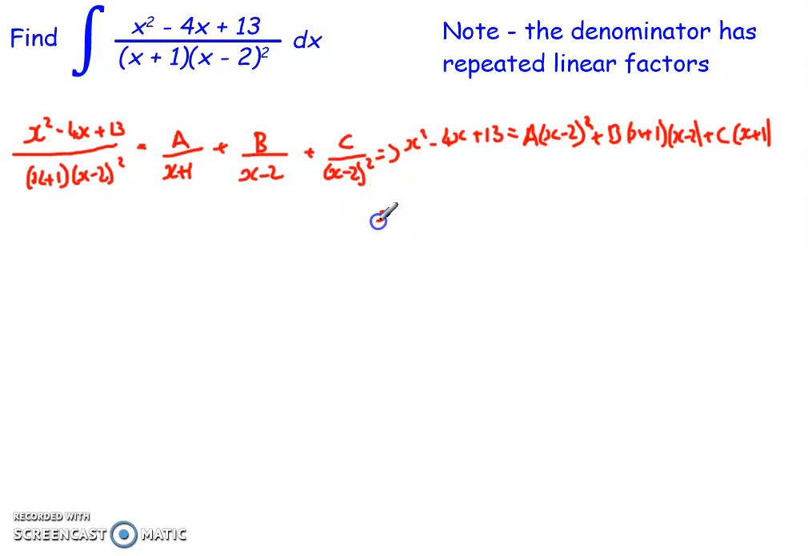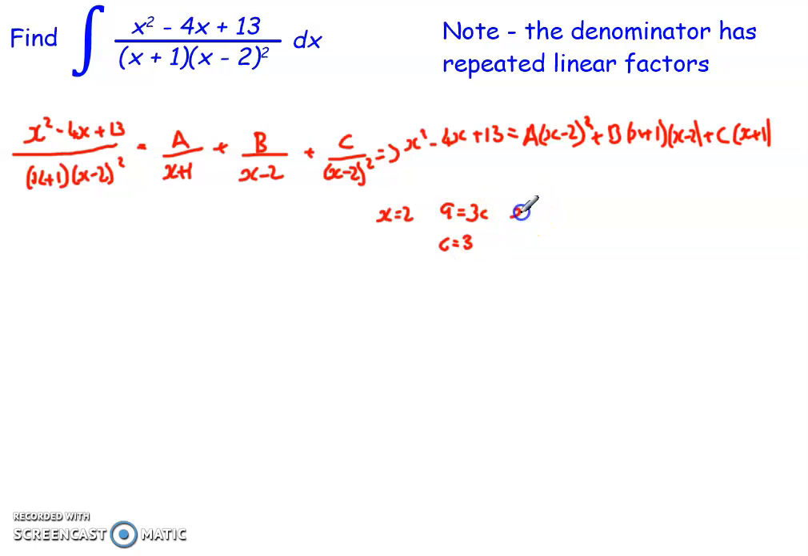So if I start by, let's say, choosing x equals 2, what I'll end up getting is 2 squared, which is 4. Take away 4 times 2, so I get 4 minus 8, which is negative 4, plus 13, negative 4 plus 13 is 9. And if x is 2, the a and the b go, so I've then got c times 2 plus 1, which is 3, so that equals 3c. So if 3c is 9, I know from that c is equal to 3.